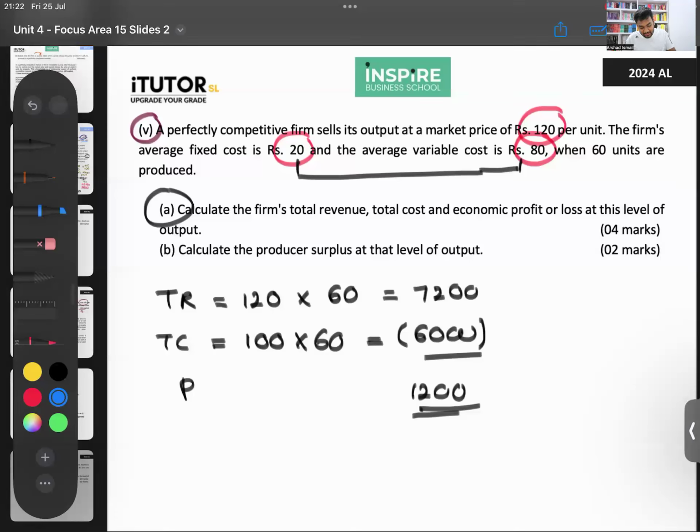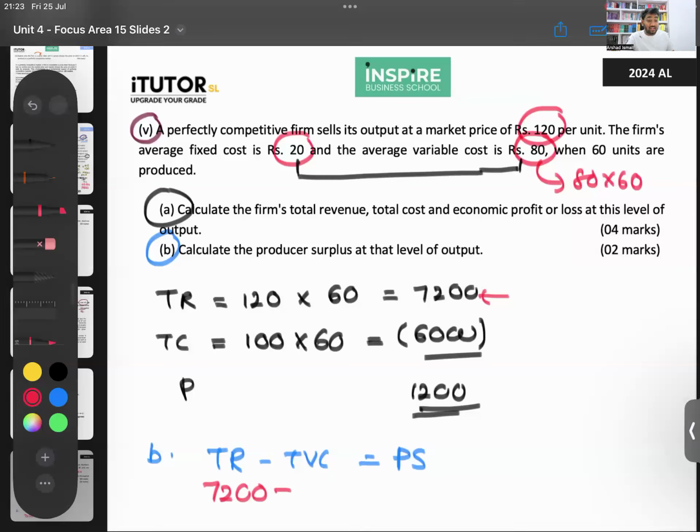Then the next one says, calculate producer surplus. Do you all remember I taught you an equation for producer surplus? How do you find producer surplus? From your total revenue, if you subtract your total variable cost, remember this equation, you get producer surplus. My total revenue is 7,200. My average variable cost is 80, number of units is 60, so my total variable cost is 4,800.